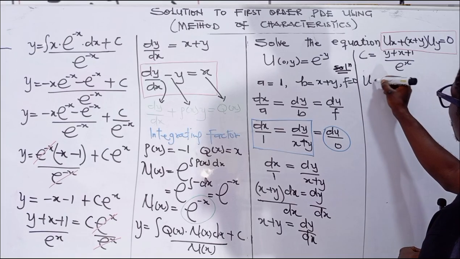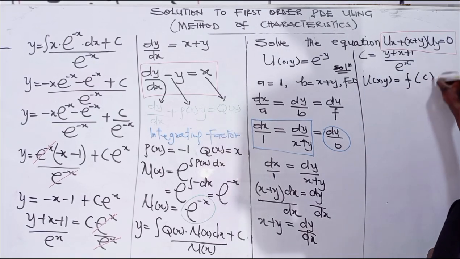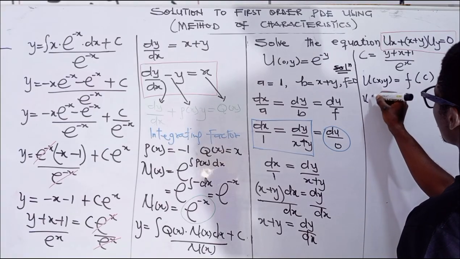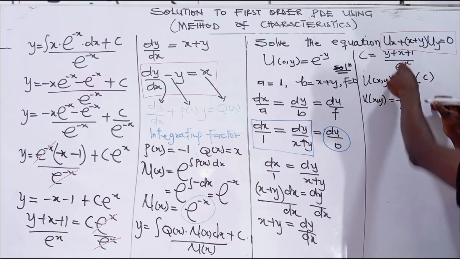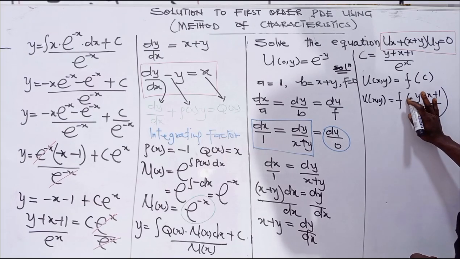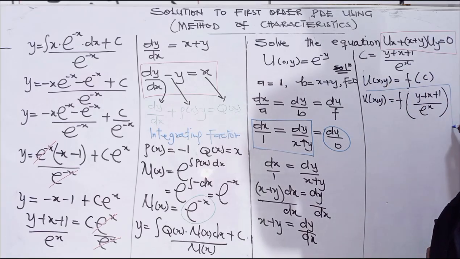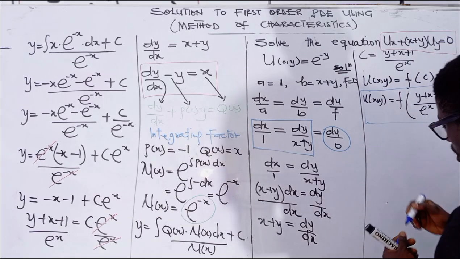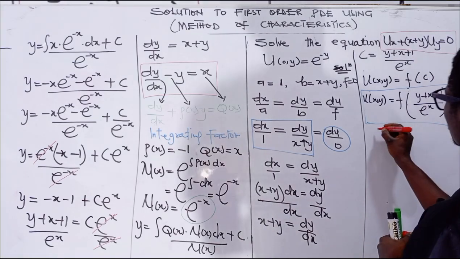So we have u of x comma y is going to be a function of the constant. So we have our u of x, y is equal to a function of what? The constant is y plus x plus 1 all over e exponent x. So this becomes our general solution.